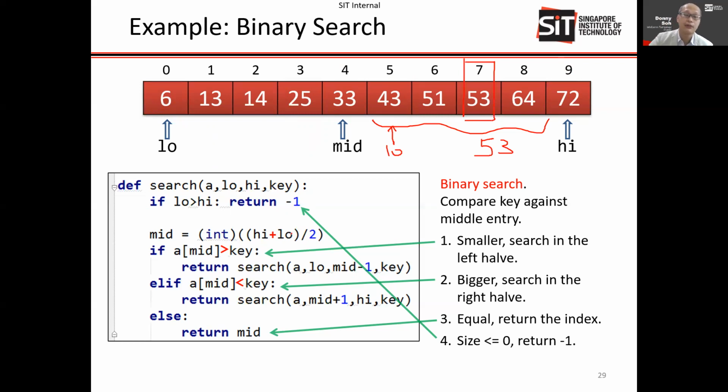Now let's look at the algorithm. My middle element is 53. Is 53 greater than my key? No, it's not. Is 53 less than my key? No, it's not again. And so that means that I found my key and I'll return the index of my key, which is 7.